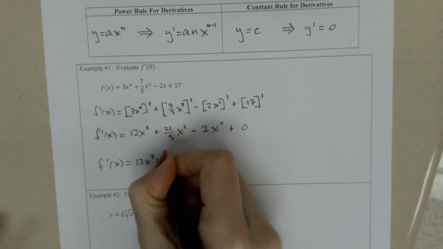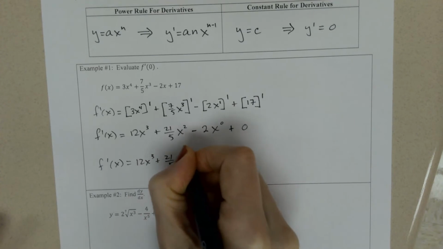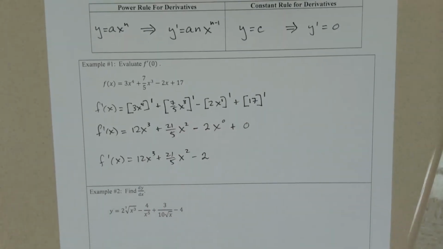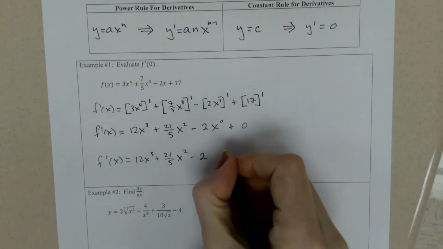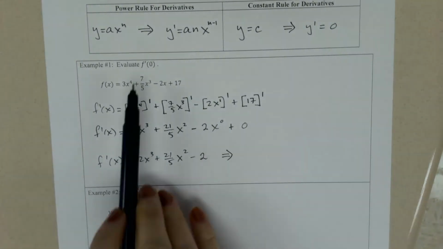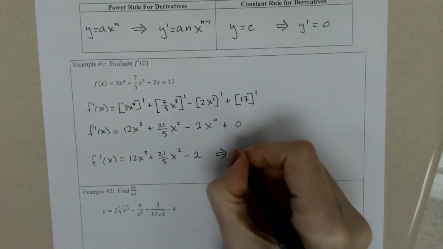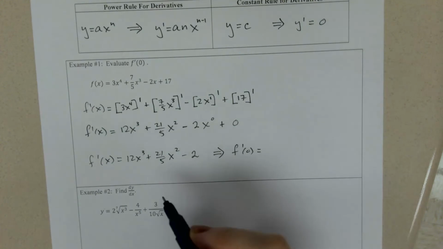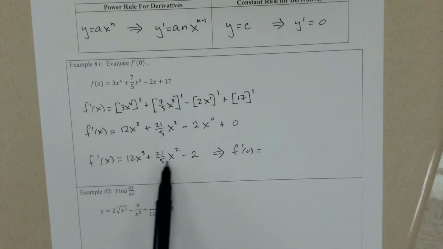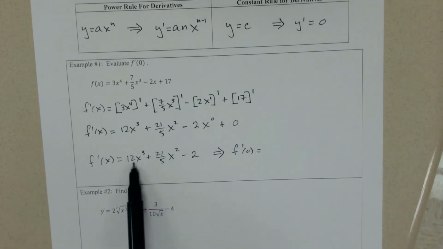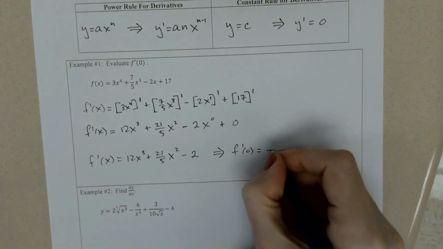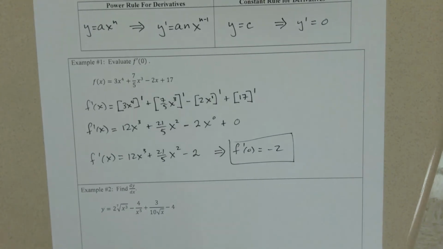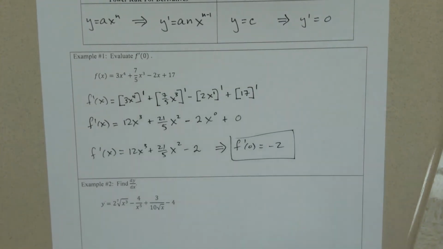12x to the third plus 21 over 5x squared minus x to the 0 is 1, so that's just 2. So that's f prime of x, but that's not what they asked for. They want f prime of 0. So now I go f prime of 0, and I'm just plugging 0 in for the x's. So these two terms are going to become 0, and that's just -2. Okay. So the slope of the tangent line at 0 is -2.